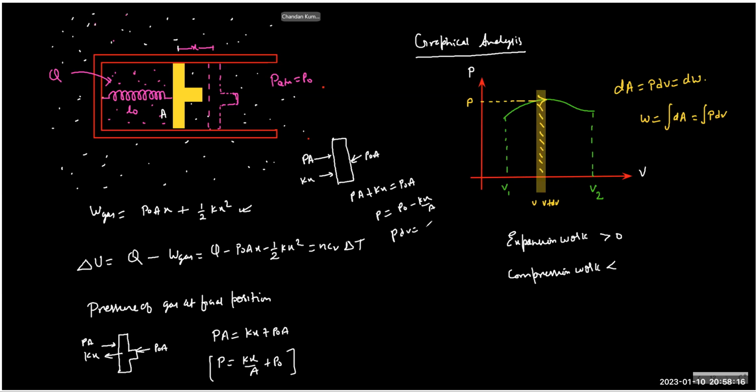So PdV will give you what? Here, of course, it's a negative answer because it's a compression. So you will get minus P naught AX, isn't it? Because dx is backward, right? Pressure is right, and you're moving left, so you're compressing it. So anyway, we have taken minus PdV, the value.